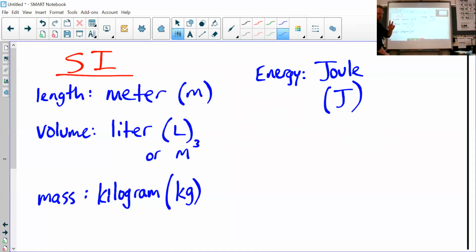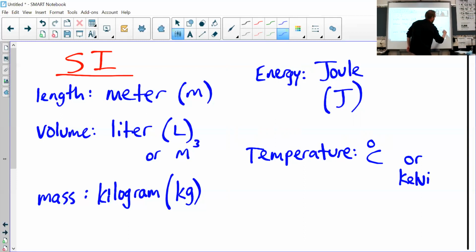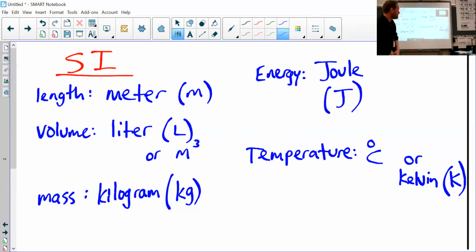There's two more SI base units I want to talk about. One of them is going to be temperature. And there are two units that you're going to see in a chemistry class. The most common one is going to be degrees Celsius. We generally will not use Fahrenheit in the science lab. And the other one's going to be Kelvin, degrees Celsius or Kelvin. And Kelvin is a capital K Kelvin. Notice I didn't say degrees Kelvin. It's really supposed to just be Kelvin.